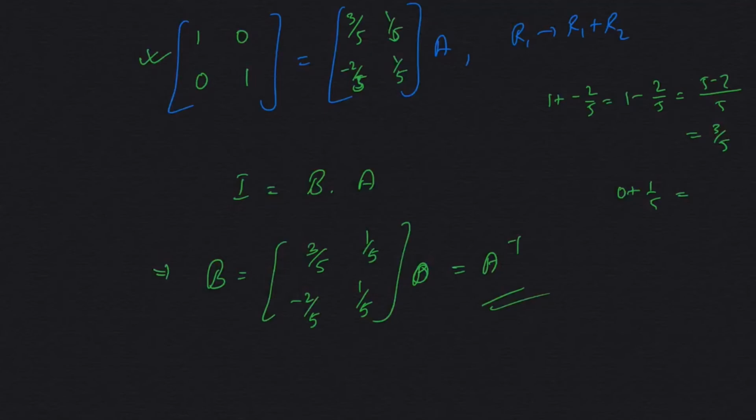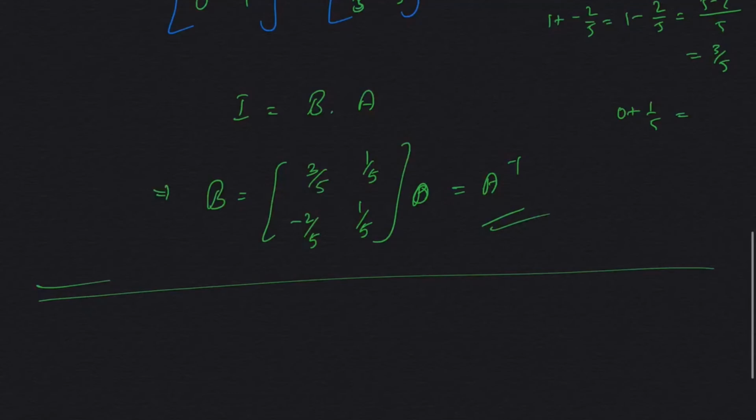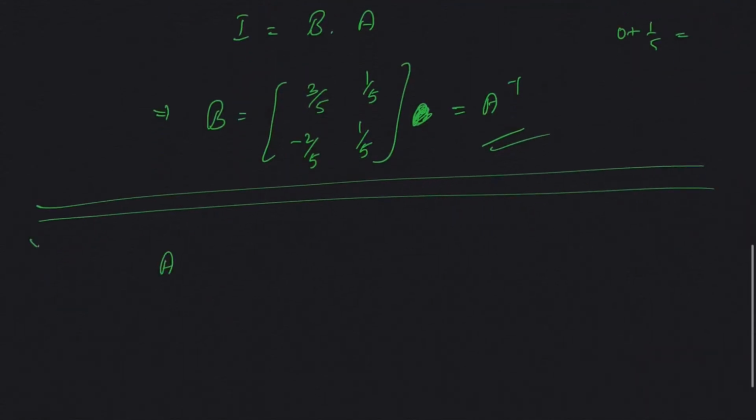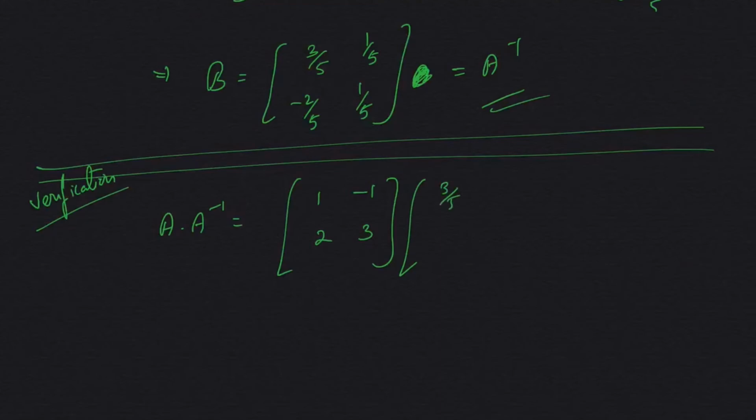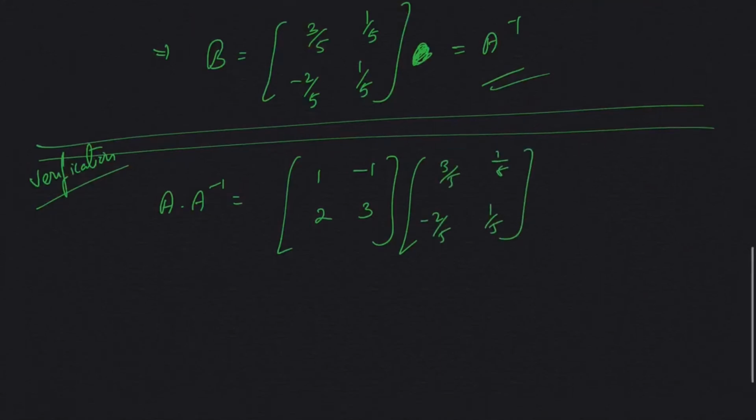So we have 3 by 5, 1 by 5, minus 2 by 5, 1 by 5. So this will be the inverse of the given matrix. So we can of course check also. This is not needed, okay, but just to verify, A into A inverse. Let's try to find out. A, 1 minus 1 2 3 into A inverse, 3 by 5, 1 by 5, minus 2 by 5, 1 by 5.